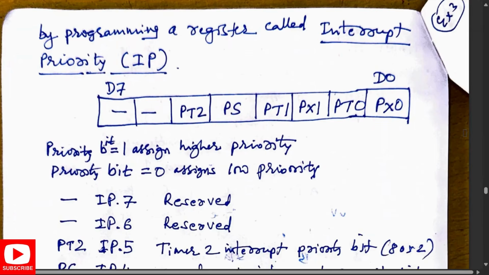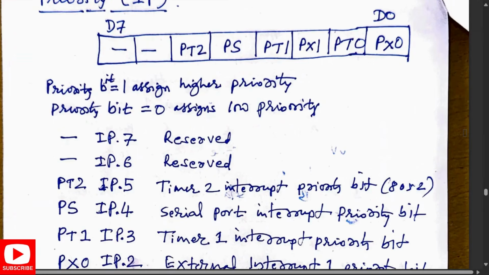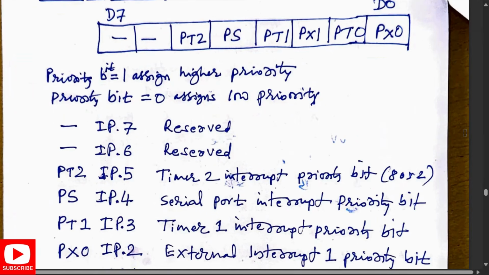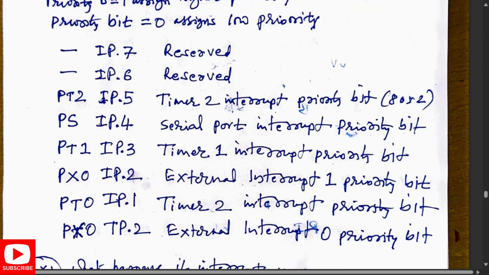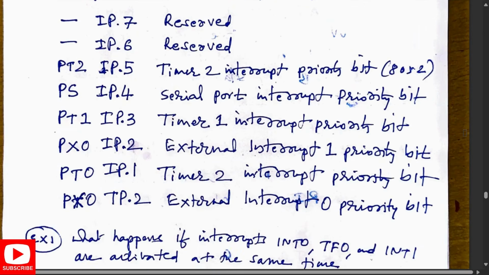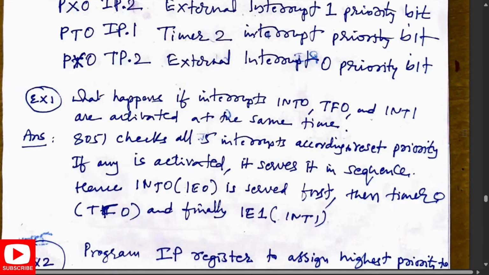It is given by the 8-bit IP register. IP.7 and IP.6 are reserved. IP.5 is PT2, the timer 2 interrupt priority bit in the 8052. IP.4 is the serial port interrupt priority bit. IP.3 is the timer 1 interrupt priority bit. IP.2 is the external interrupt 1 priority bit. IP.1 is the timer 0 interrupt priority bit. IP.0 is the external interrupt 0 priority bit.